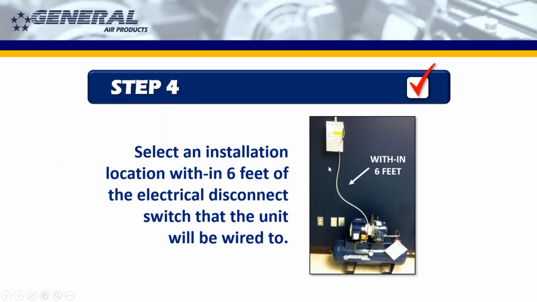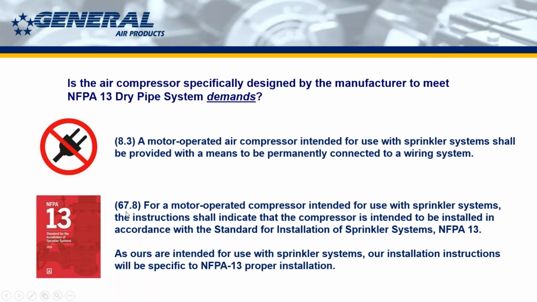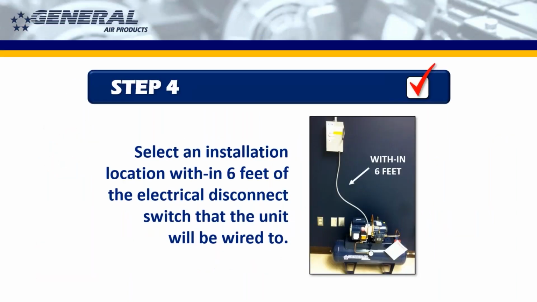Yes, so there we go. Select an installation location within 6 feet of the electrical disconnect. Notice that's the other part of this code here. I didn't mention it in that previous slide, but on this step 4, the other code change that took place is that a fire protection air compressor cannot be hooked up to a light switch as the disconnect. It must be some sort of industrial duty disconnect.